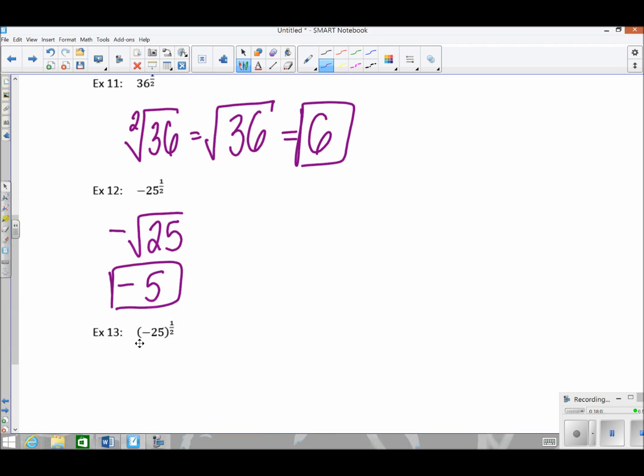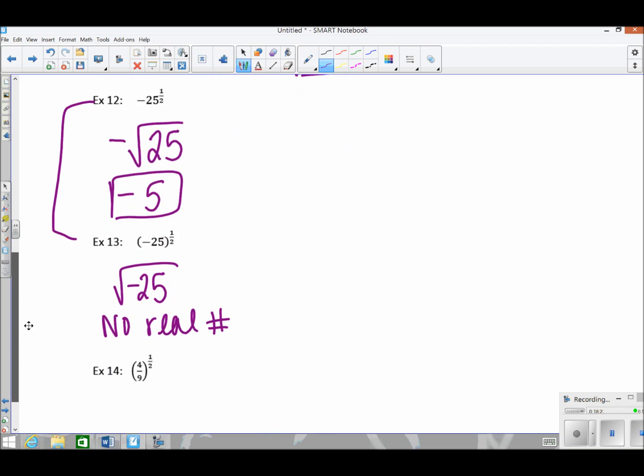Now this one, notice the difference between these two examples. This one, the entire thing is being raised to the 1/2. So this means that the entire thing is underneath the square root, or underneath the radical. So for this one, we just have to say there's no real number, or again, undefined, because remember, you can't take the square root of a negative number. And you might be thinking, well, yes, these are imaginary numbers, but we're not there yet. We're just going to say for right now that these are no real numbers.